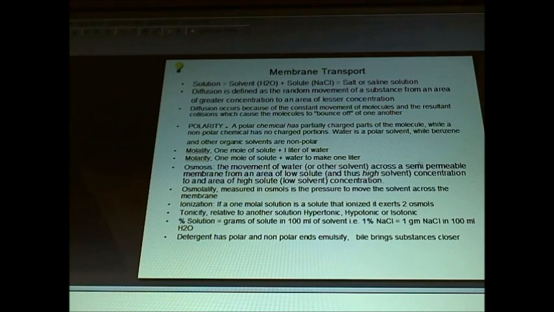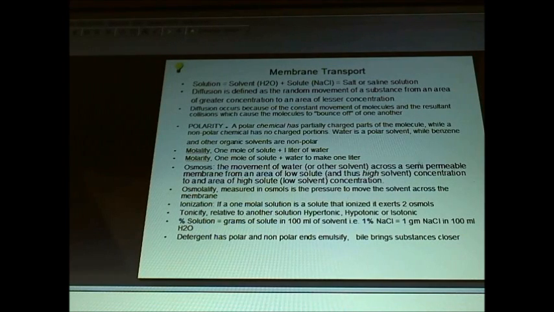Diffusion is defined as the random movement of a substance from an area of greater concentration to an area of less concentration. The illustration we would have used in the lab is a drop of food coloring in a glass of water. It moves and diffuses throughout the glass of water from a higher concentration where that food coloring was out through the entire glass of water. This is caused by Brownian movement, or the movement of the molecules bumping into each other and pushing them throughout the glass of water.